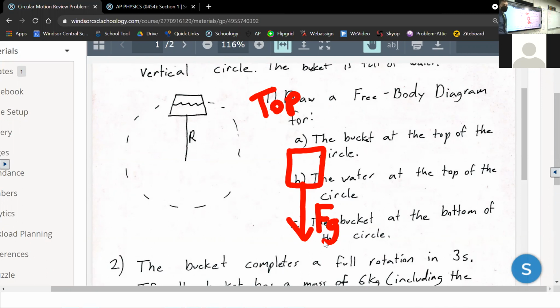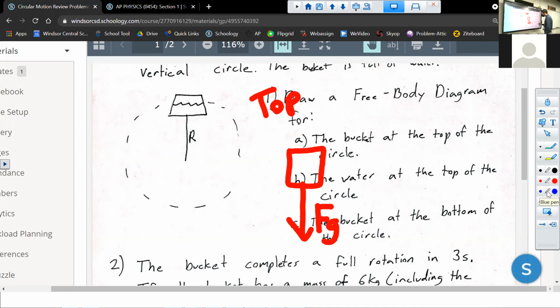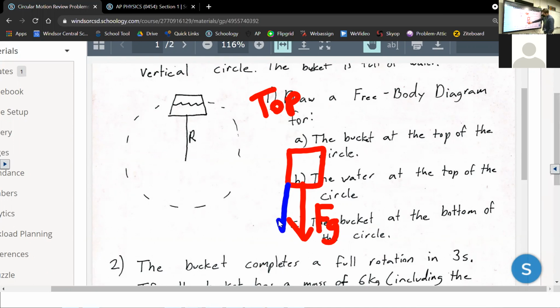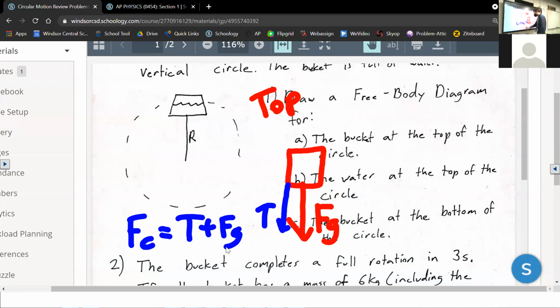Now, the second step, is there anything touching the bucket? Looks like it. What is it? The rope. To label a force from a rope, we would call it tension. So the free body diagram basically looks like this. Bonus question, what would the centripetal force be equal to for this problem? Tension plus gravity, because they're both going toward the center of the circle.